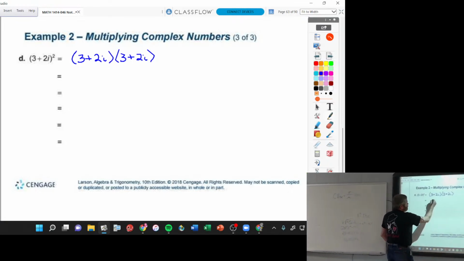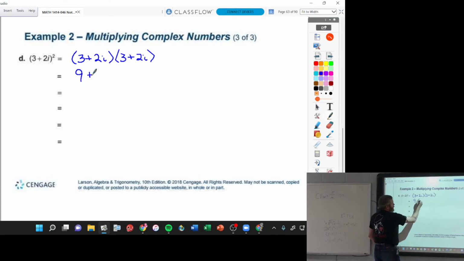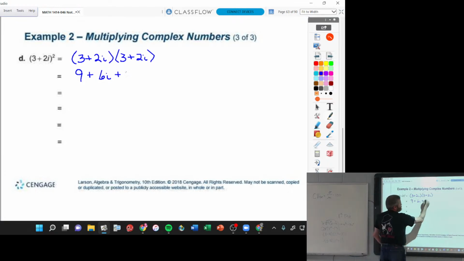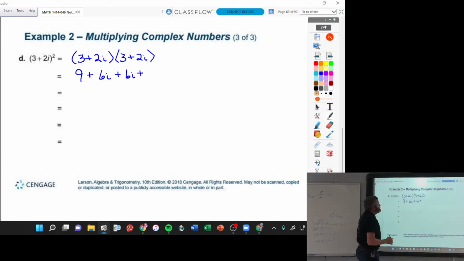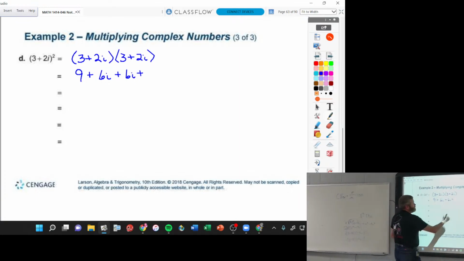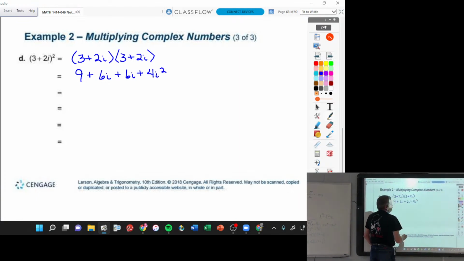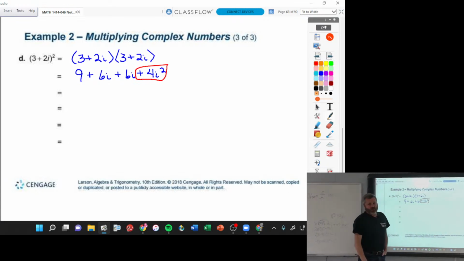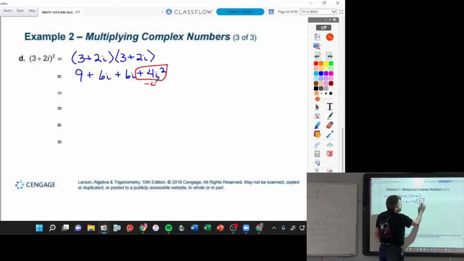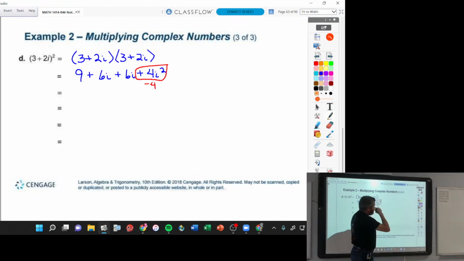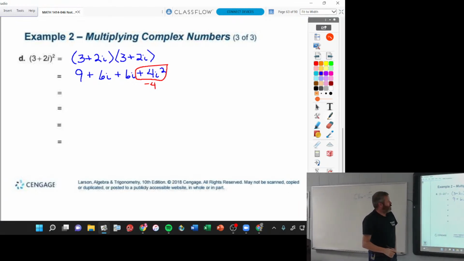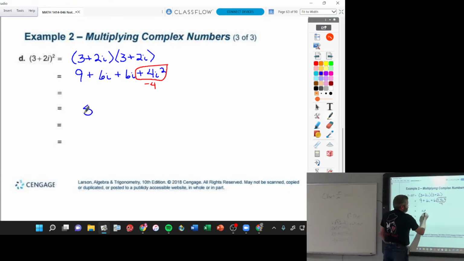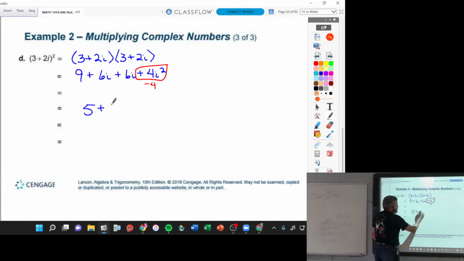So first times first is 3 times 3 is 9, plus outside times outside, that's 3 times 2i or 6i, plus inside times inside is also 2i times 3, so it's another 6i, plus last times last, 2i times 2i is 4i squared. Well, again, I have an i squared. i squared is negative 1. 4 times negative 1 is negative 4. So that's to remind me that I need to change the sign on that. That is now a real part. So 9 minus 4 is 5. And then 6i plus 6i is 12i.